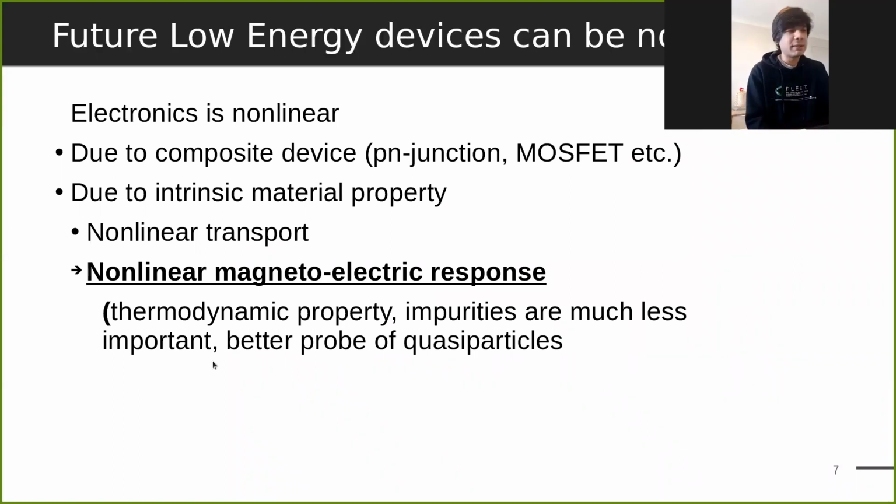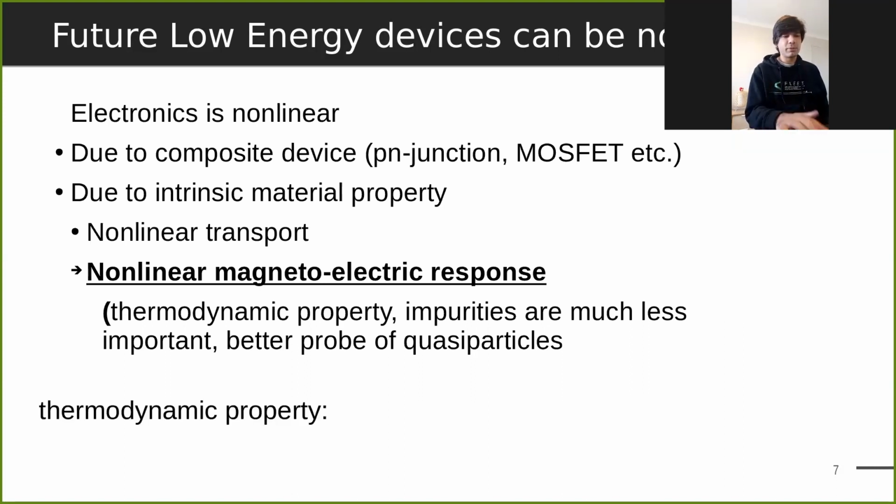This nonlinearity can be due to a composite device like a PN junction and MOSFET, etc. It can also be due to an intrinsic material property, such as the transport property in a material might be nonlinear. Today, I'm going to mostly concentrate on nonlinear magnetoelectric response. It has certain advantages because this type of response is immune to impurities. It can be a probe of quasi-particles, and it's a thermodynamic property.